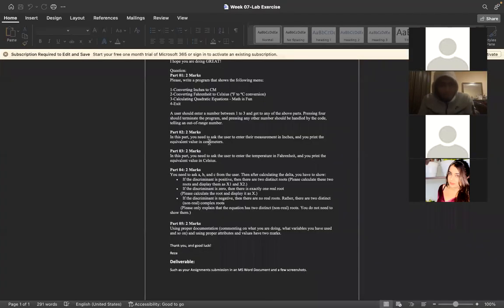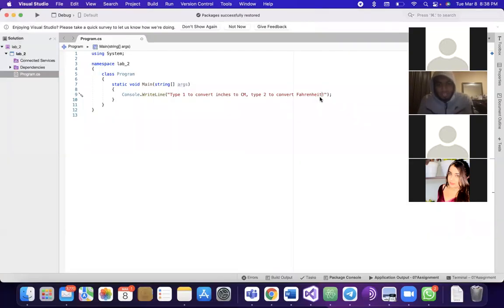I always have trouble spelling Fahrenheit. It's not something we use in Canada, right? So I think it's not something we're used to spelling out. You can just use F. Yeah, but I guess you're right.